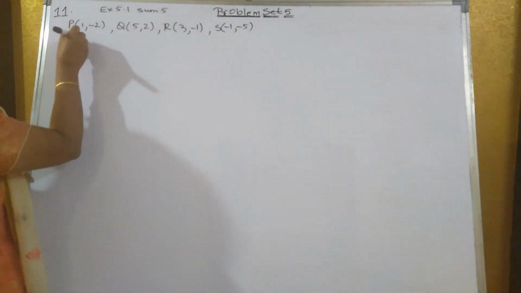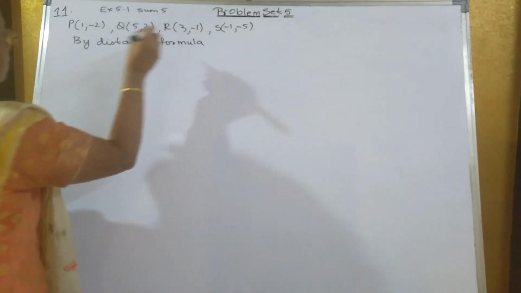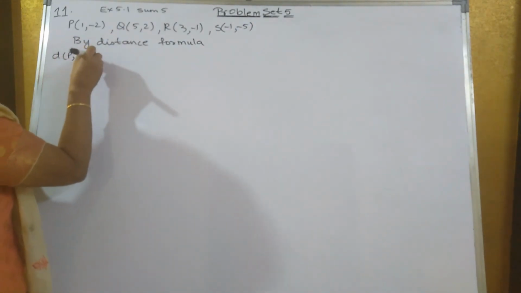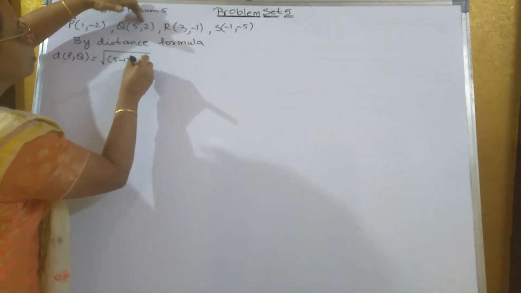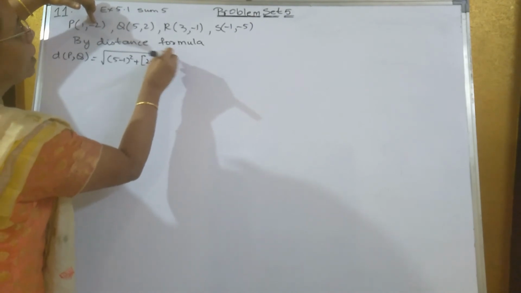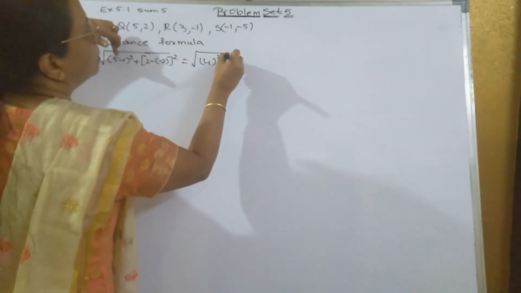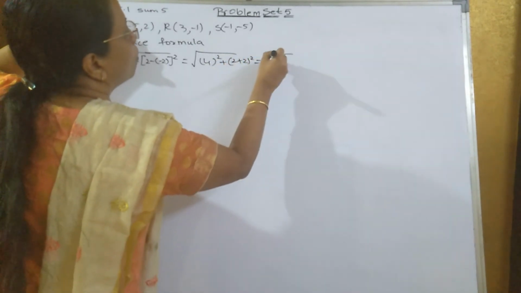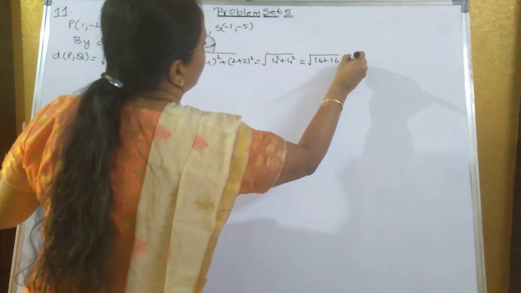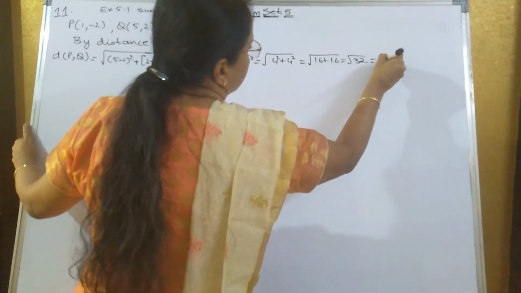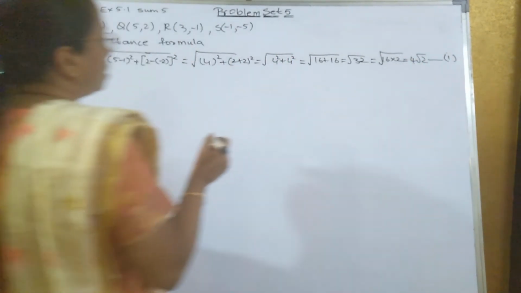So first, by the distance formula, find out distance PQ. That is root of (5 minus 1) the whole square plus (2 minus 2) the whole square. So that's equal to how much? 5 minus 1 is 4, the whole square, plus (2 plus 2) the whole square, that's equal to 4 square plus 4 square, that's equal to 16 plus 16, that's equal to root 32, and root 32 is equal to what? 16 into 2, that's equal to 4 root 2. Let this be 1.